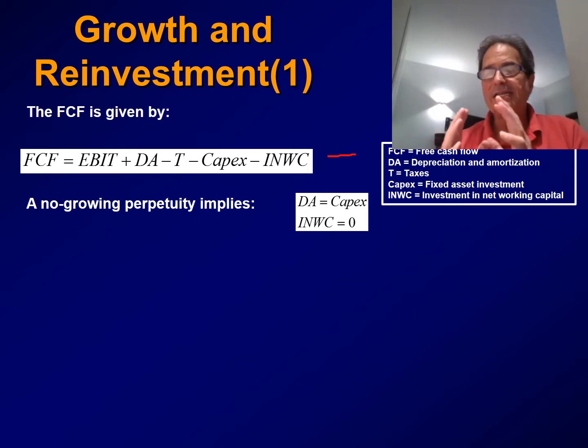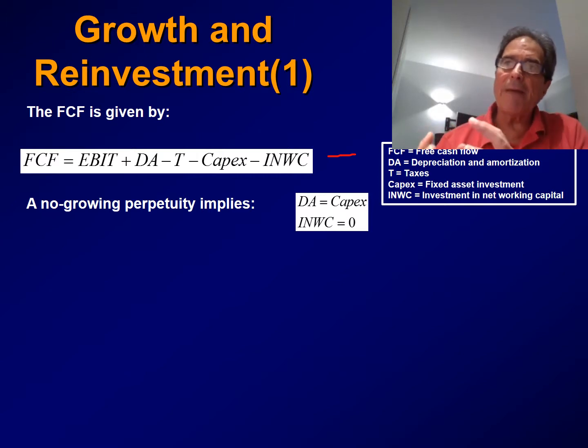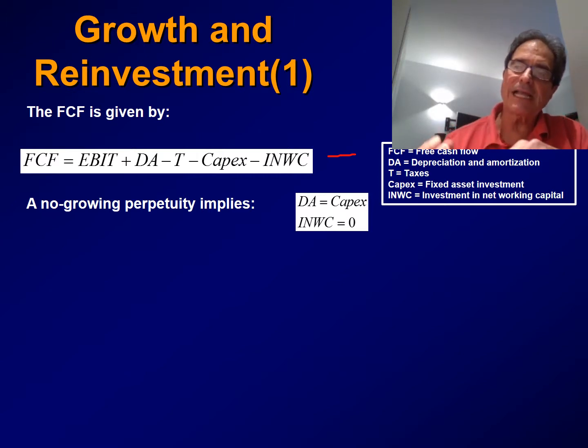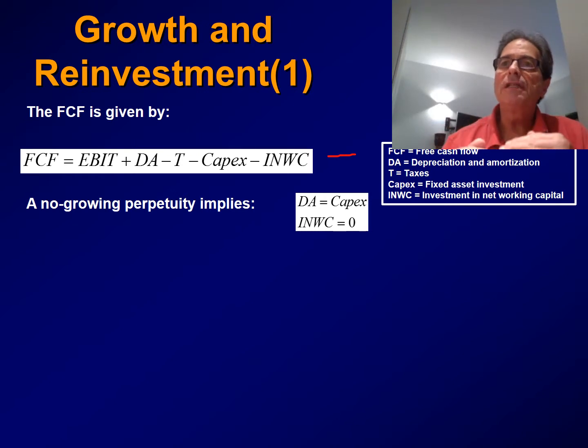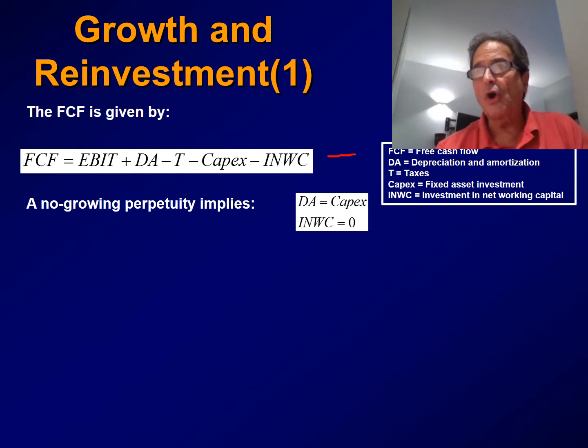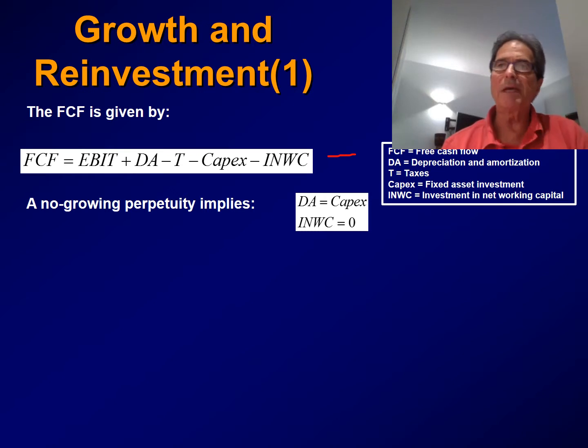In this base case, capex, capital expenditures, must exactly equal the depreciation, so that we are only replenishing the equipment that is being worn out. And given that we are not growing, working capital doesn't change over the years, so the investment in net working capital, year by year, will be zero.